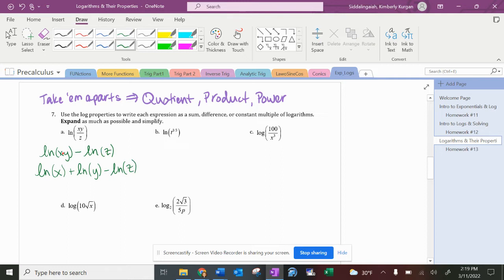Now, how do I know if I'm done? Well, I look inside the logs, and I see no multiplication, no division, no exponents. So this would be fully taken apart.